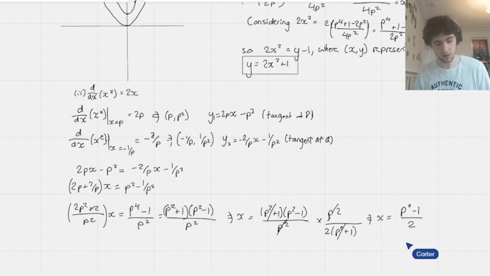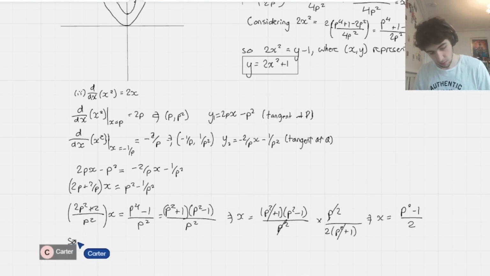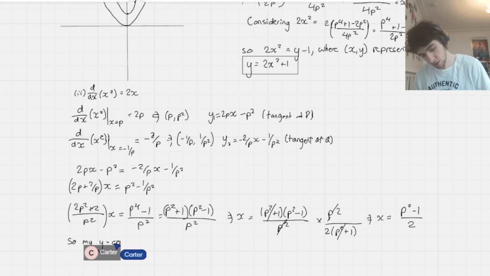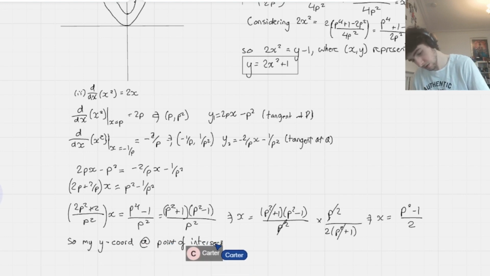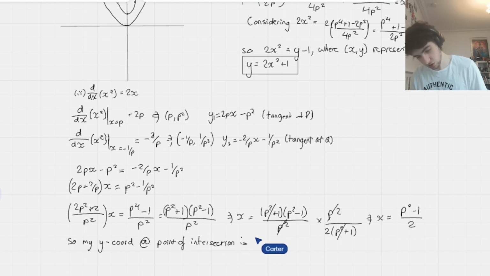So that's my x coordinate. So then what is my y coordinate going to be? Well, we can just plug it into y1 or either of the two lines. They should give the same value, because that's where they're intersecting. So that's my x coordinate. So my y coordinate at the point of intersection is just going to be, how do I say this?